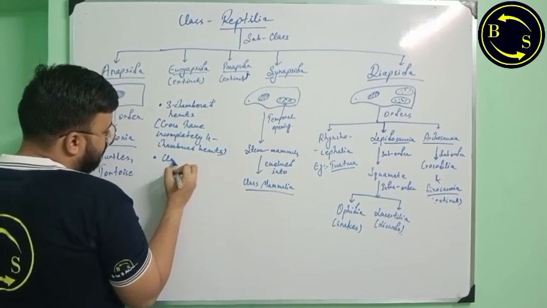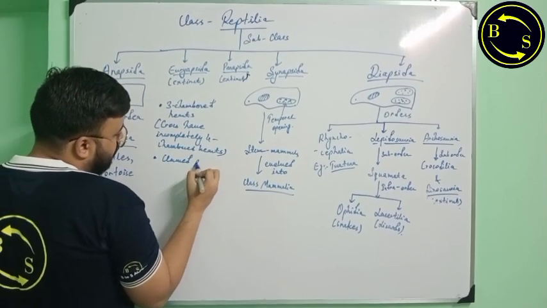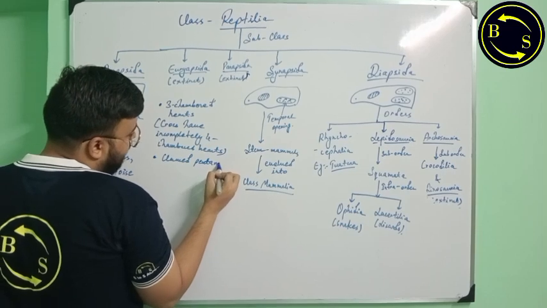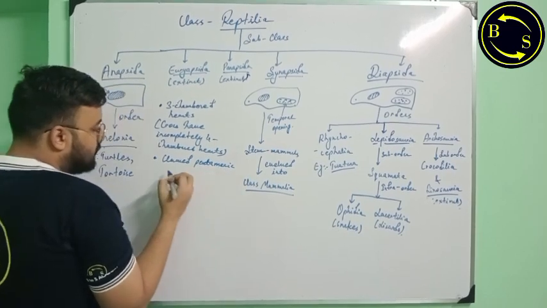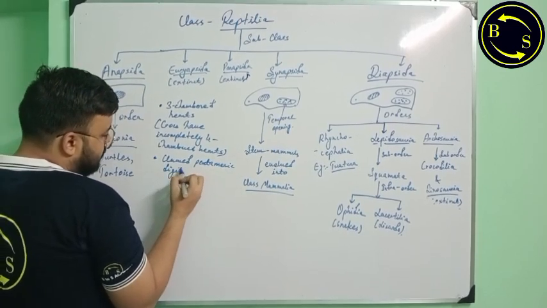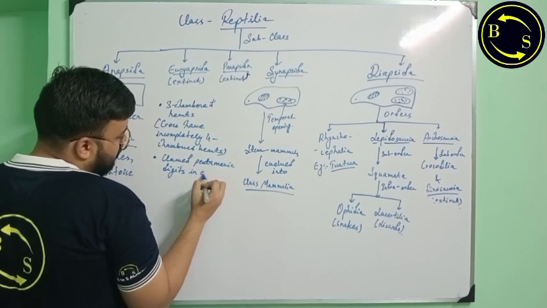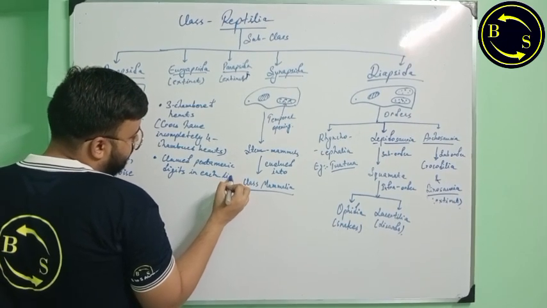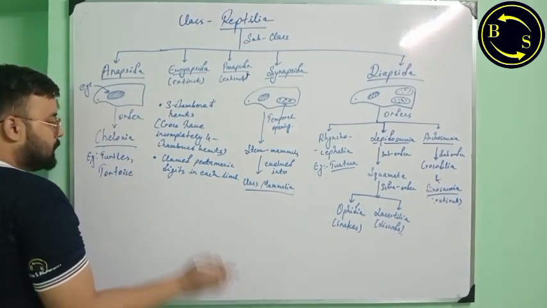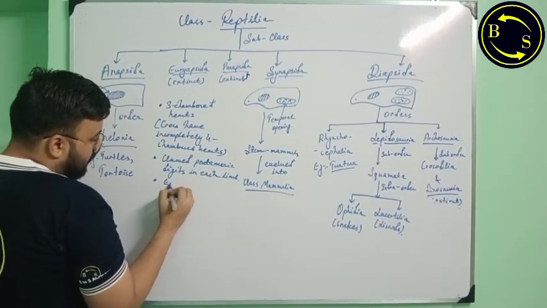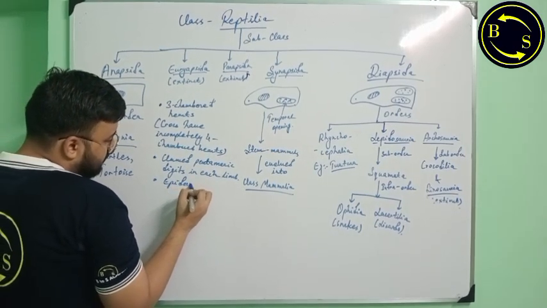They have clawed pentameric, means 5 digits, pentameric digits in each limb. They have epidermal scales.